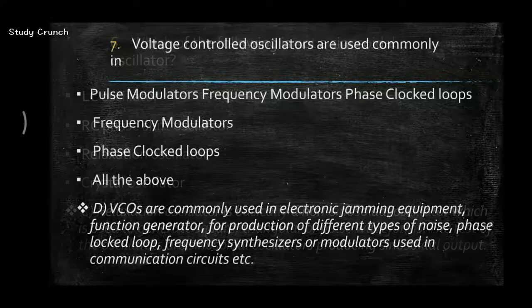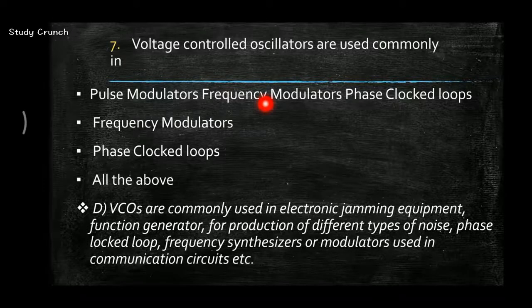Next, voltage control oscillator are used commonly in phase modulators, frequency modulators and phase lock loops. So the answer is D, it is used in all of the above. It is used in electronic jamming equipment, frequency generator for the production of different types of noise, phase lock loops, and frequency synchronizers.